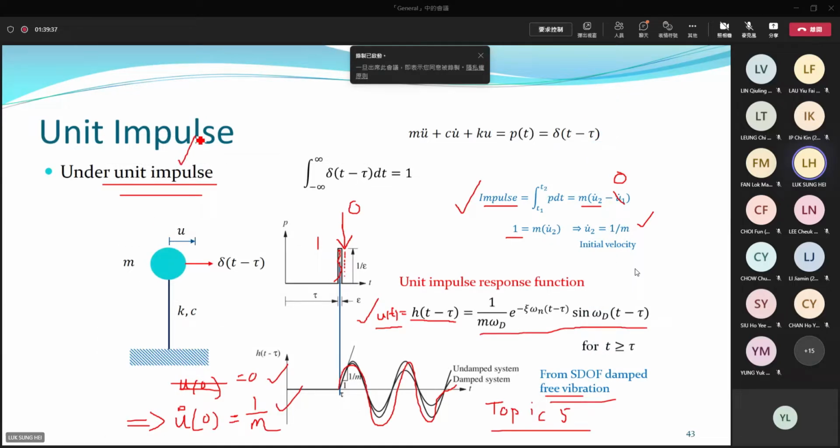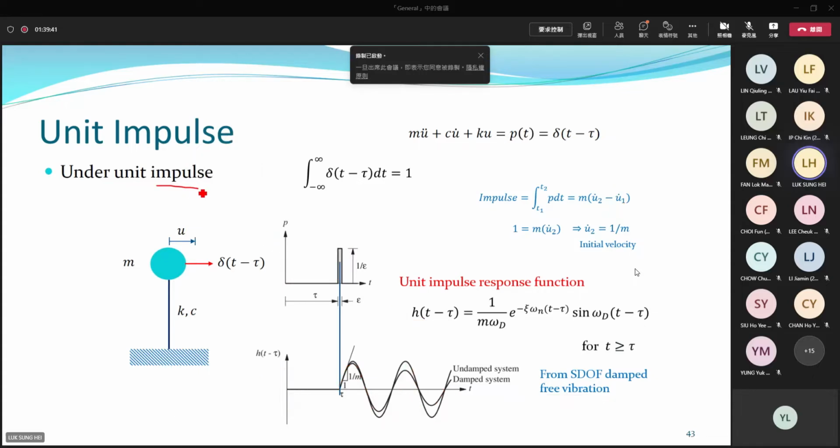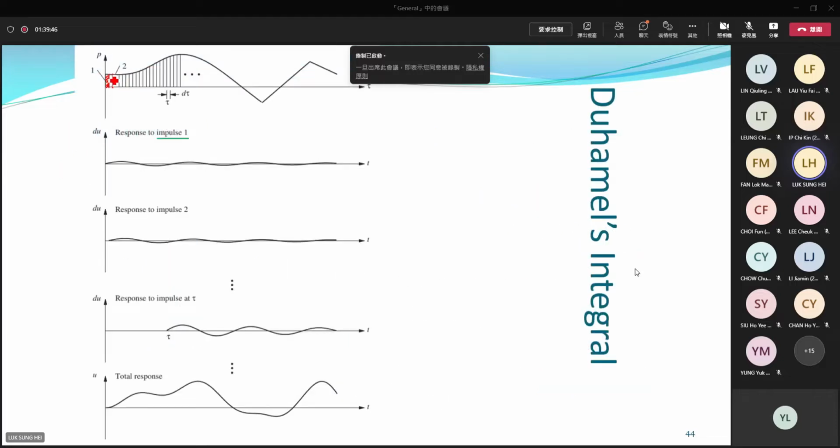But the magnitude is not equal to 1. The magnitude is equal to the area under the curve. Okay? It's just like one impulse, but the area is not equal to 1. The area you have to calculate based on the graph.